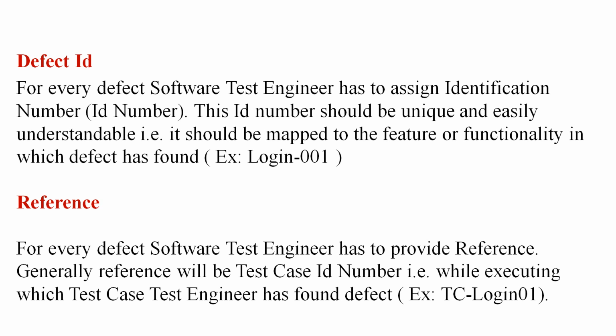For example, if the software test engineer has found a defect in the login functionality, he has to assign the ID number for that defect as, for example, login-001. This 001 is a unique ID number and login is the name of the feature or functionality in which the defect was found. So that ID should be meaningful. Once you see this ID number login-001, anybody can immediately understand that the defect ID number is 001 and the feature or functionality is login. That is, in login there is a defect. Like this. Clear?